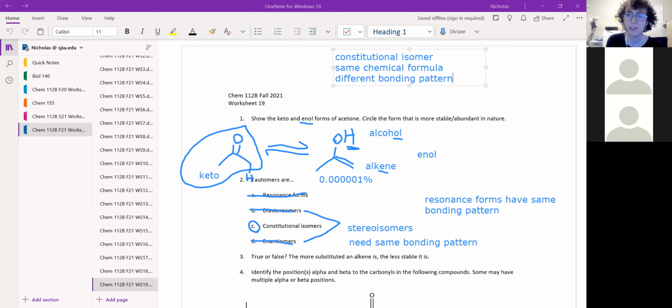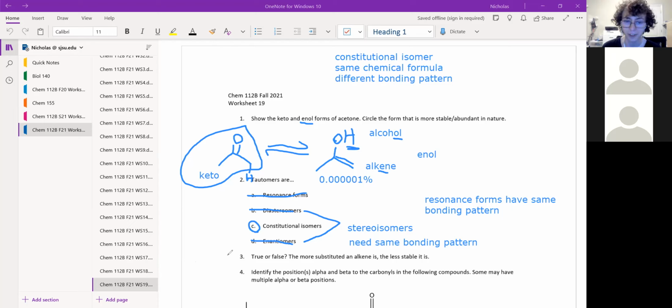Which is what this is. We just moved the hydrogen, so we have a different bonding pattern, but it's the same number of carbons, hydrogens, and oxygens. So it's the same formula. So just know that's what a tautomer is, and keto and enol are tautomers of each other.